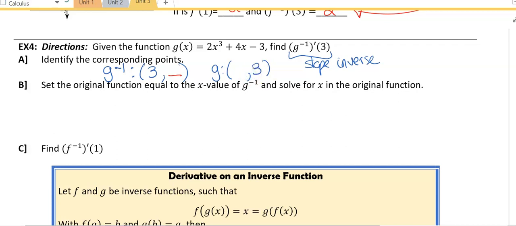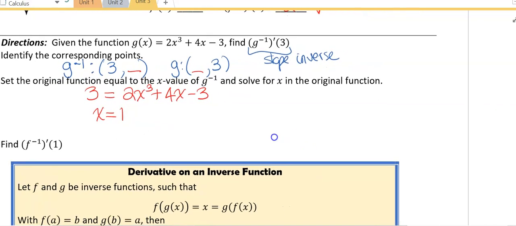In order to find this missing value here, we have some information that we can use. We know that this is the y value of g, so what we can do is set that equal to the original function. Now all we have to think about is what value x would have to be in order for the left side to be 3. So in this case, x would equal 1.